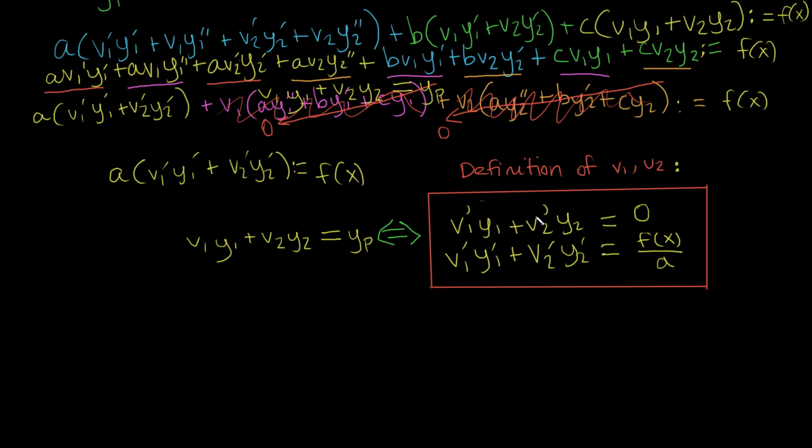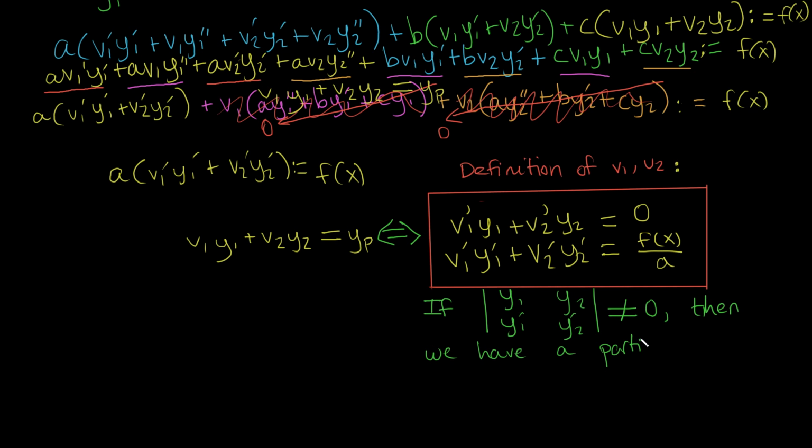That's a little bit from linear algebra, a little bit of high school matrix stuff. If we have the determinant of all of our coefficients, which are these y1s and y2s, so y1, y2, y1 prime, y2 prime, and this determinant does not equal 0, then we have a particular solution to the non-homogeneous differential equation. I'll write it in red because it's so important. And that's pretty cool.